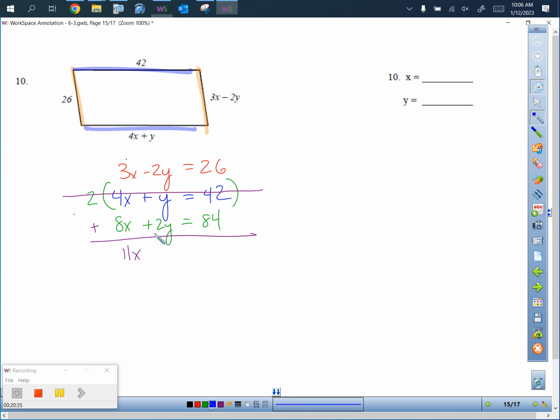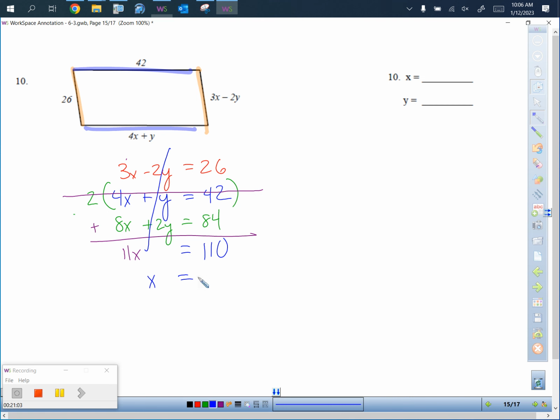I have totally added those up, and don't the y's cancel each other out. Equals comes down, and I got to add my 26 and 84. That should be 110. Is that right? And that equation is awesome because there's no more y's. It only has one letter with it, just x's. So couldn't we totally solve for x? Please do so.